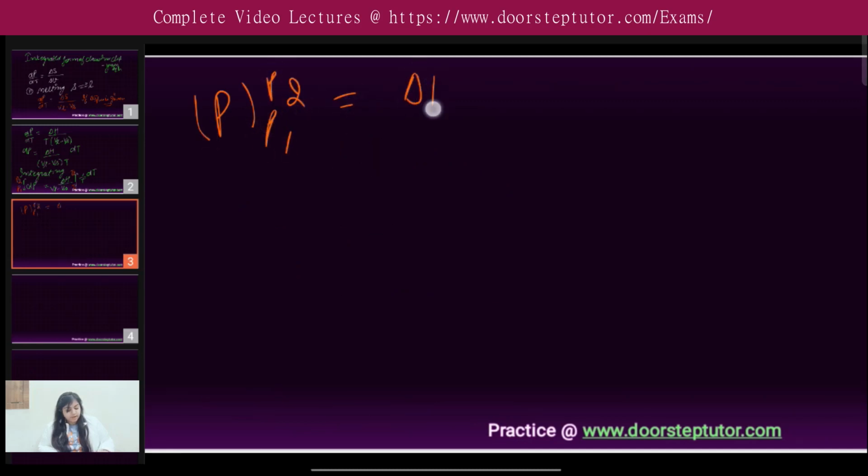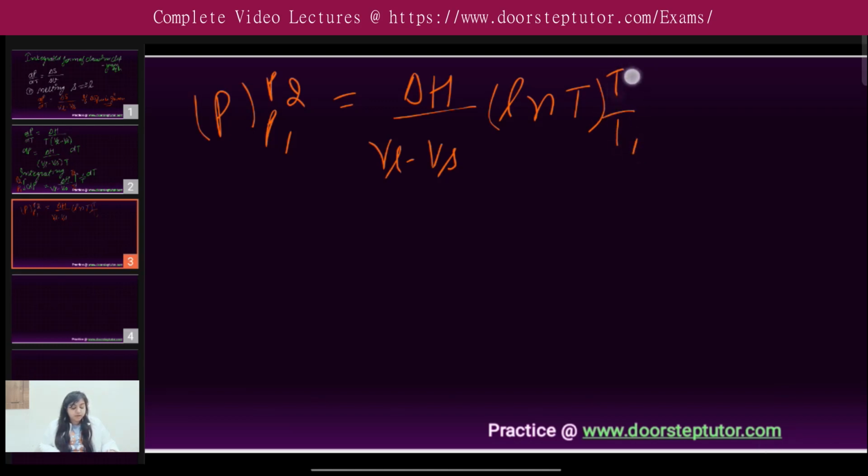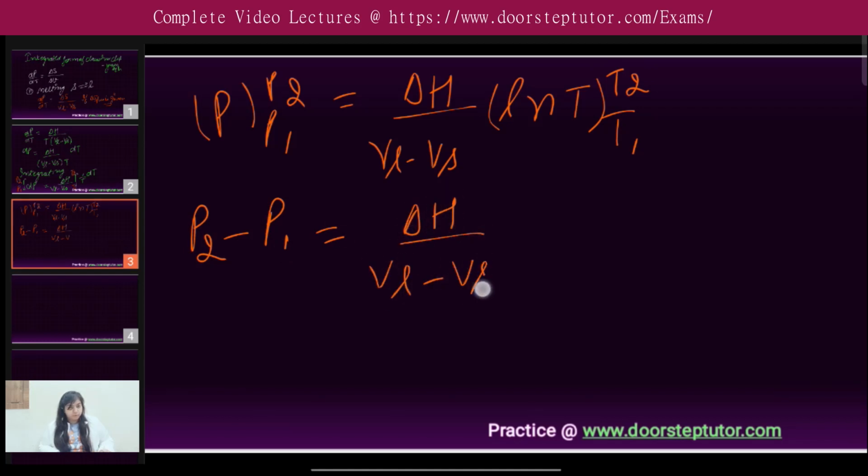So solving this, we get pressure ranging from P1 to P2 equal to delta H upon the change in the volume, that is volume of liquid minus the volume of the solid, into the natural log of T, because the integration of 1 by T dT is equal to the natural log of T, and the temperature is ranging from T1 to T2. So putting the values of these limits, P2 minus P1 will be given as delta H upon the volume of liquid minus the volume of the solid into ln of T2 by T1. Okay, so this is what the integrated form is.